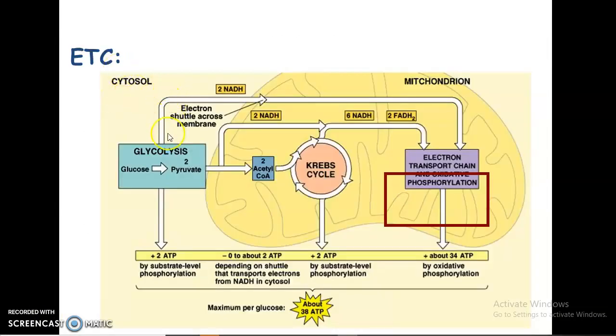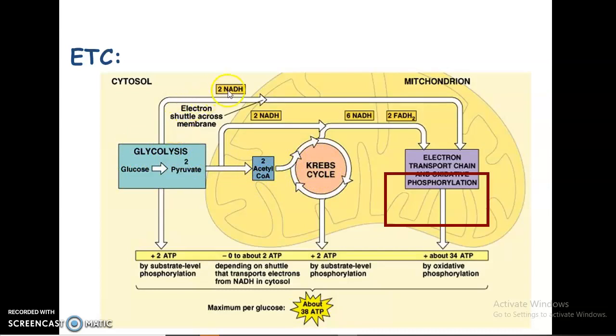So, electron transport chain. Here is the cytosol, the part inside the cell, and this one is the mitochondria. Glycolysis takes place in the cytosol, and glucose is converted into 2 pyruvate, then into 2 acetyl-CoA from one glucose molecule. The acetyl-CoA molecules will enter the Krebs cycle.